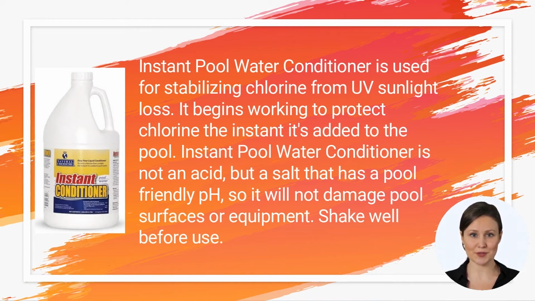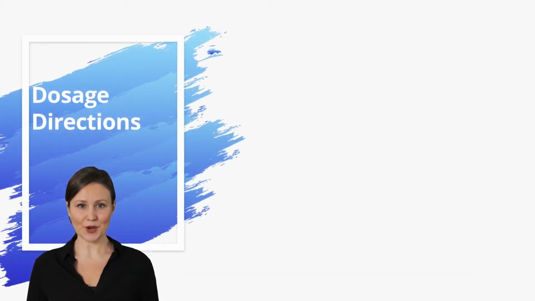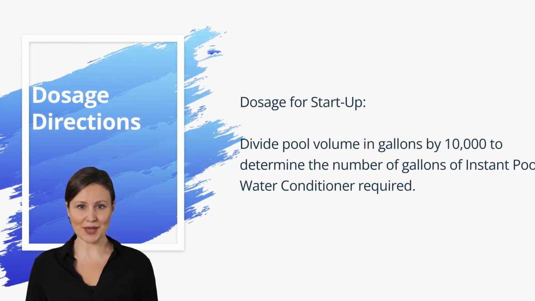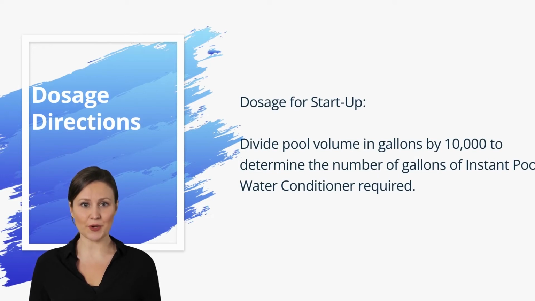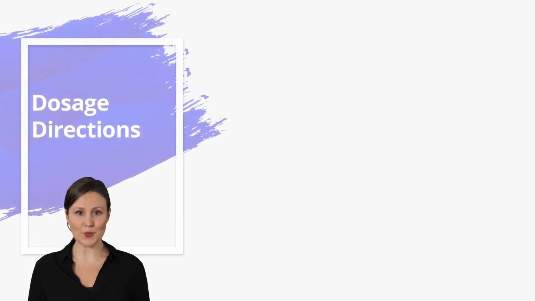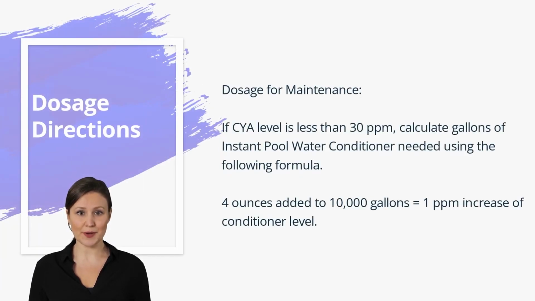Shake well before use. Dosage directions. Dosage for startup: divide pool volume in gallons by 10,000 to determine the number of gallons of instant pool water conditioner required. Dosage for maintenance: if CYA level is less than 30 ppm, calculate gallons of instant pool water conditioner needed using the following formula. 4 ounces added to 10,000 gallons equals 1 ppm increase of conditioner level.